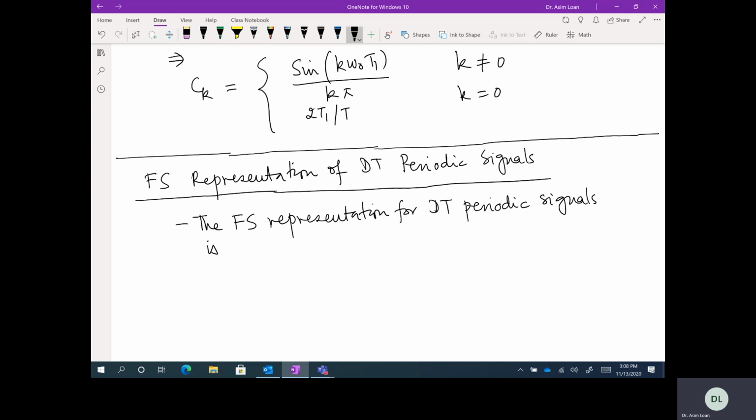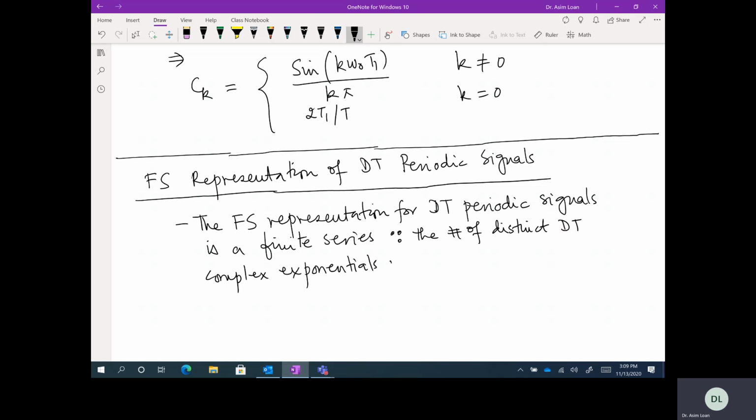is a finite series. And why is it a finite series? Because the number of distinct discrete time complex exponentials is finite. This is from chapter 1.